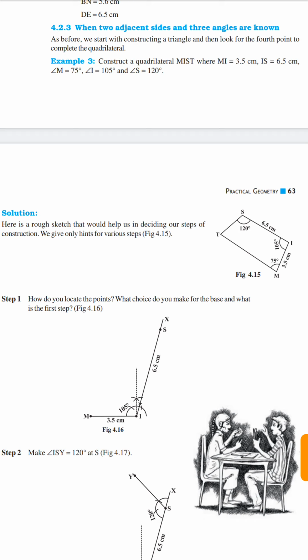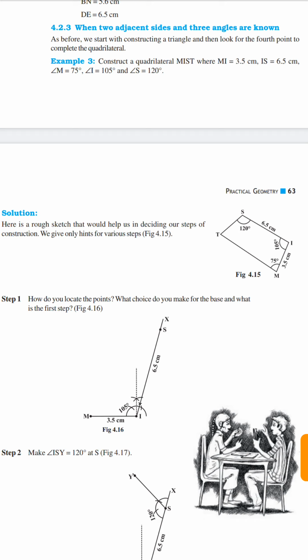The next construction is when two adjacent sides and three angles are known. Two adjacent sides and three angles. Example is here. Construct a quadrilateral MIST where MI is equal to 3.5 cm, IS is 6.5 cm, angle M is 75 degrees, angle I is 105 degrees and angle S is 102 degrees.